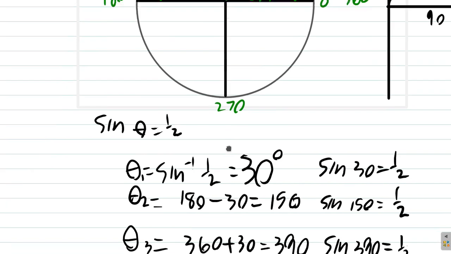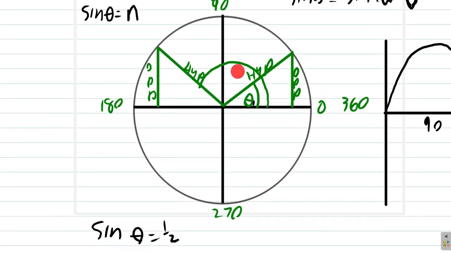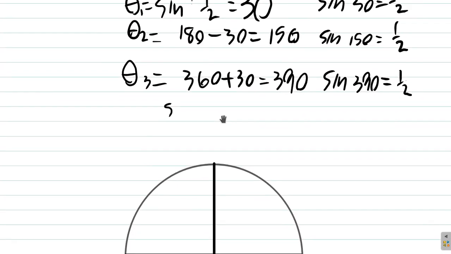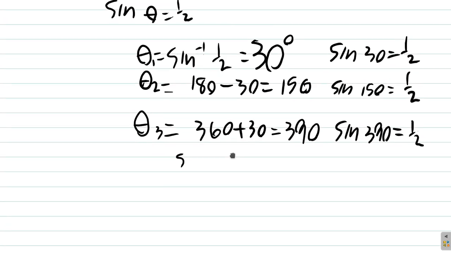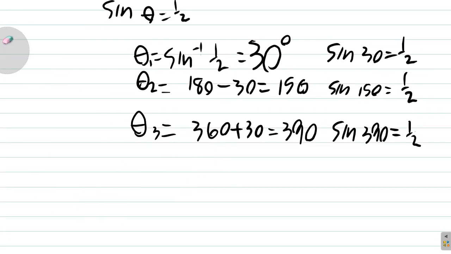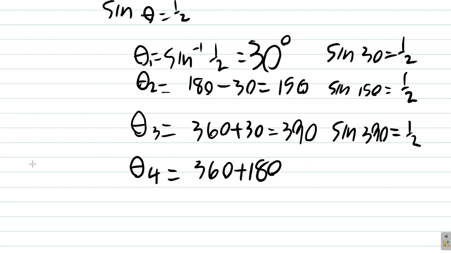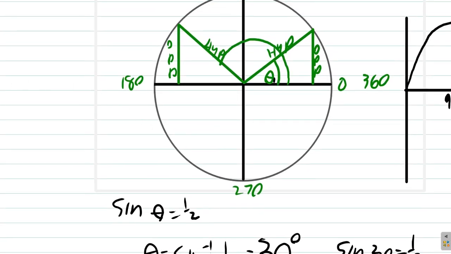Are there any more angles? Let us see. If you go right around to 360, add 180 more, and back off, you would have 360 plus 180 minus 30. Let's see what would happen. I had made another copy of our unit circle here earlier. Let's call that other angle theta 4. So we have 360 plus 180.